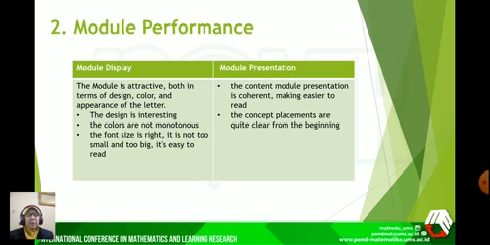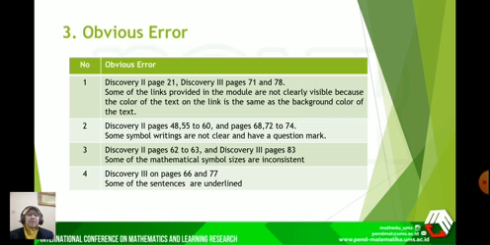Based on the interview, the students stated that the module is attractive, both in terms of design, color, and appearance of the letters. The design is interesting, the colors are not monotone, and the font size is right. It is not too small and not too big, and it is easy to read. In the module presentation, the students stated that the content is coherent, making it easier to read, and the concept placement is quite clear from the beginning.